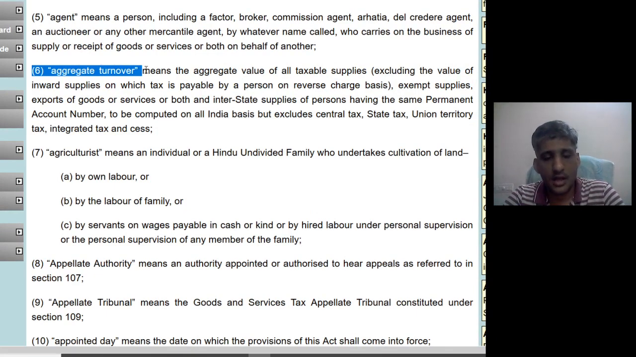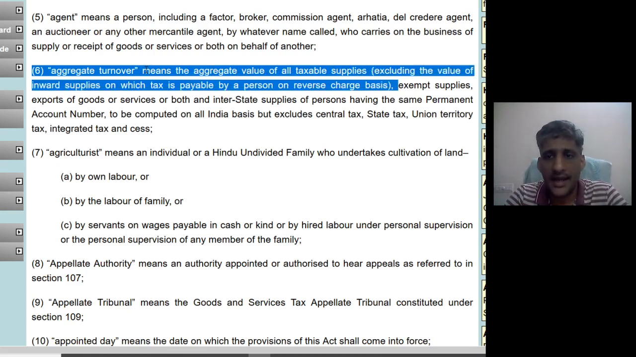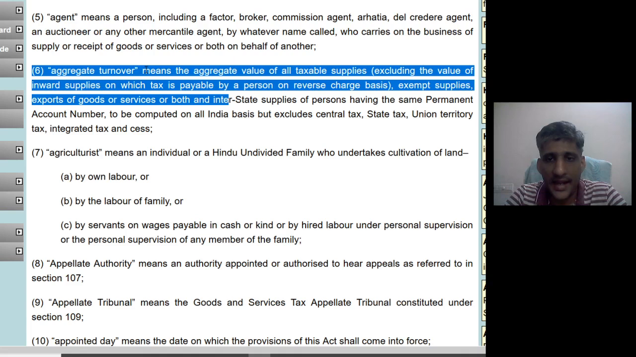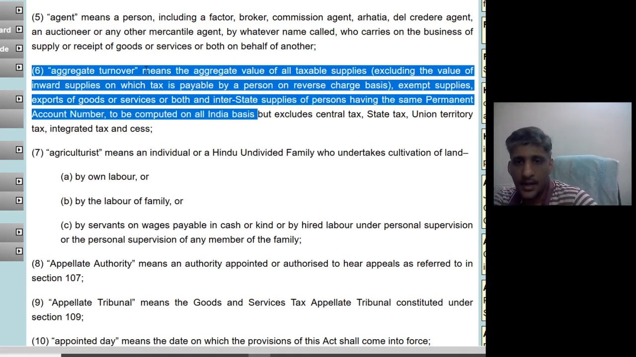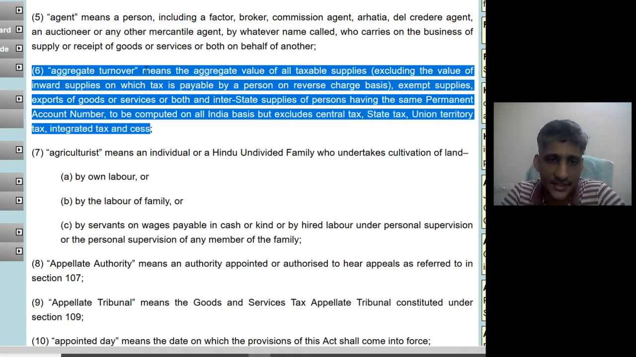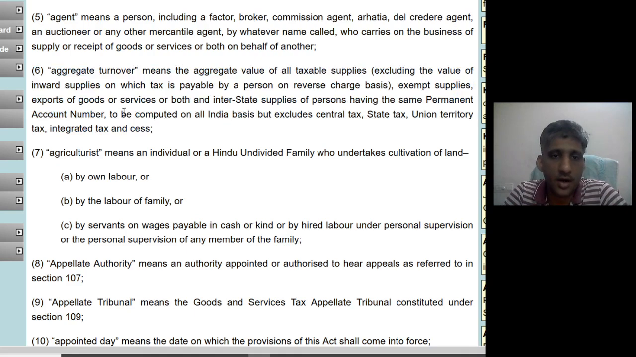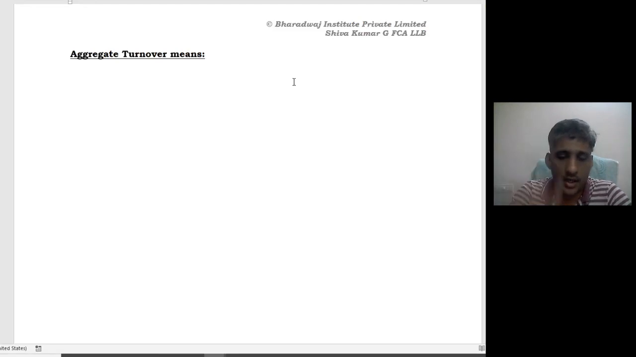Aggregate turnover means the aggregate value of all taxable supplies, excluding the value of inward supplies on which tax is paid by the person on a reverse charge basis, exempt supplies, export of goods or services or both, and interstate supplies of persons having the same PAN number, to be computed on an all India basis, but excludes central tax, state tax, UT tax, integrated tax and cess. Therefore, what is my aggregate turnover value? Should I add taxable, exempt and export? Yes.